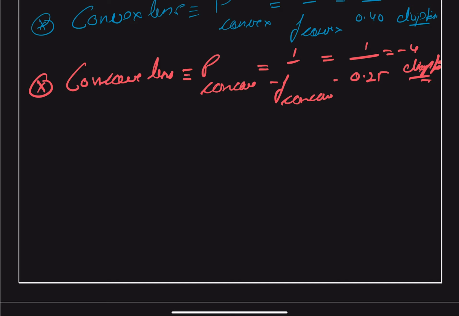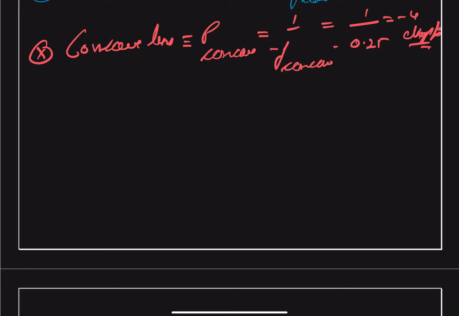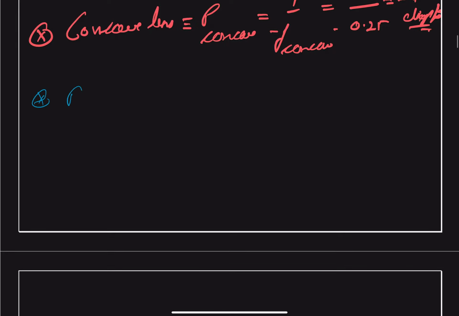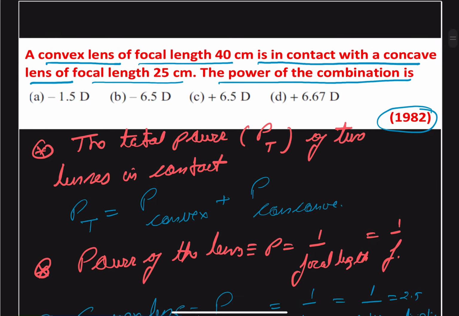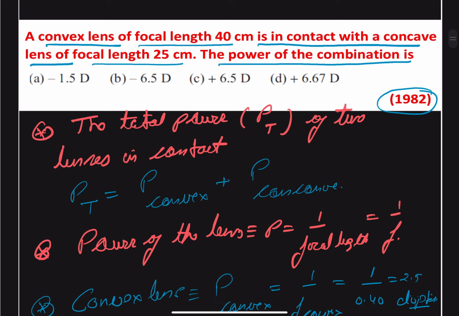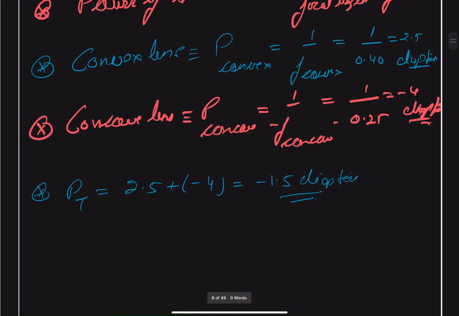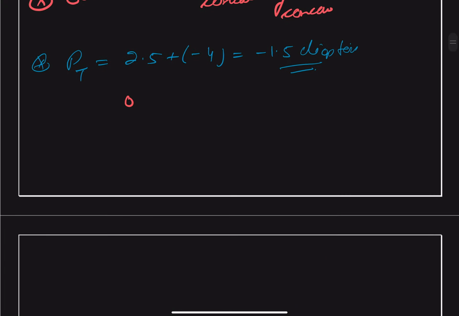Therefore, the power combination, that is our P total, will be equal to 2.5 plus minus of 4, and this gives us -1.5 diopters. So this is the combined power, and the correct option is -1.5. So option A is correct.